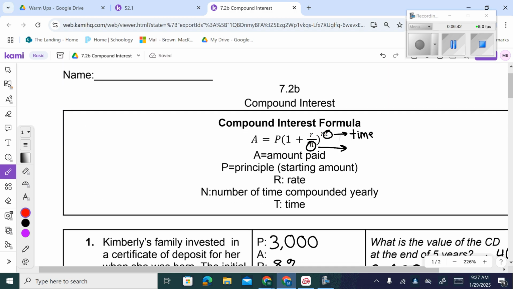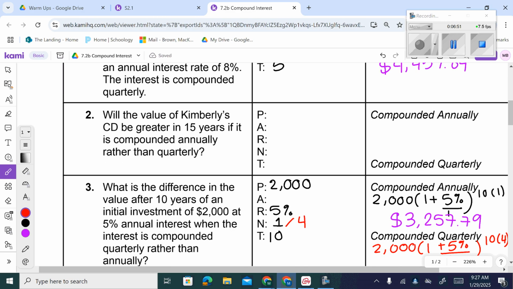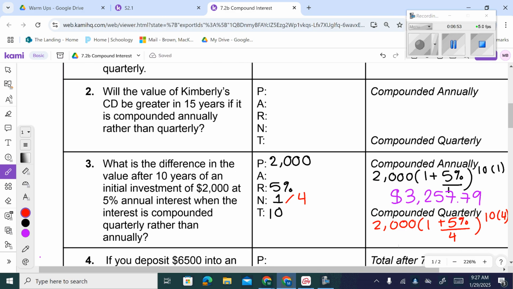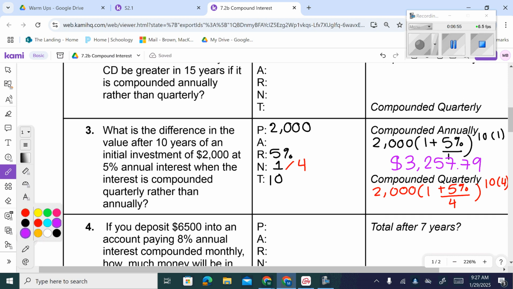Go look at your formula. Is this up here just a t? It's an n and a t. So do you have to have both? Yes. Okay. What should you get for your quarterly answer? $3,287.24.